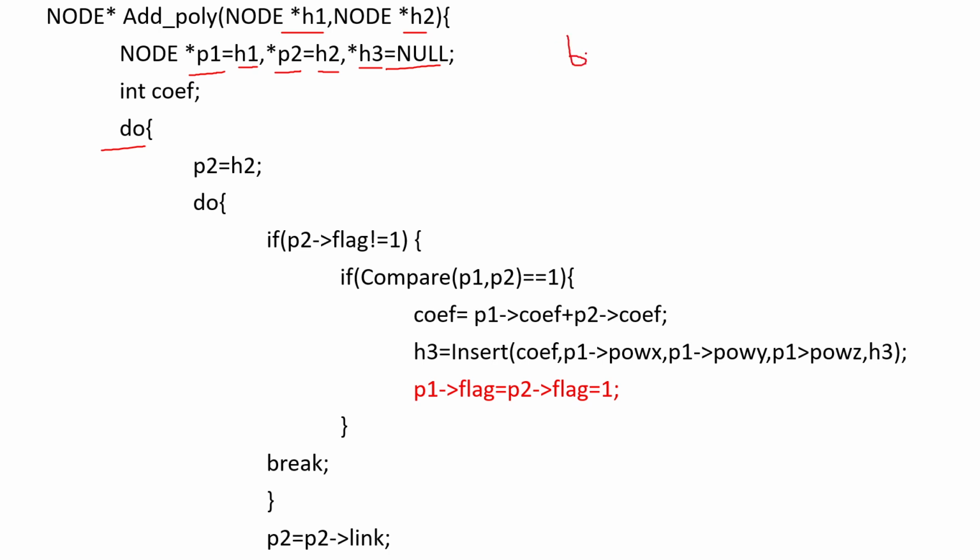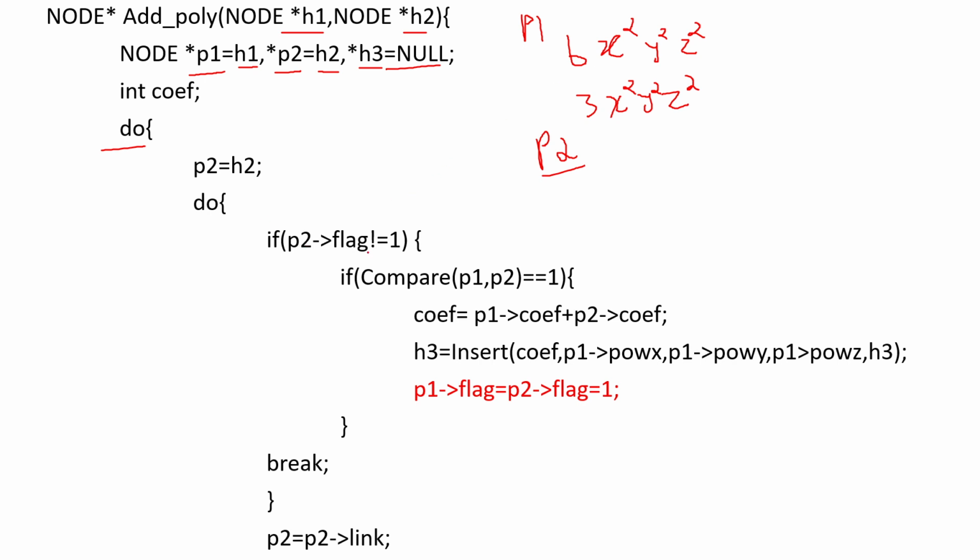Like this is the first polynomial, 6x square y square and z square, and the second polynomial is 3x square y square and z square. Right now, P1 is pointing to the first polynomial, P2 is pointing to the second polynomial that is H2. Right now we are starting, now P2 equal to H2. Okay. Second polynomial is pointed to by P2.